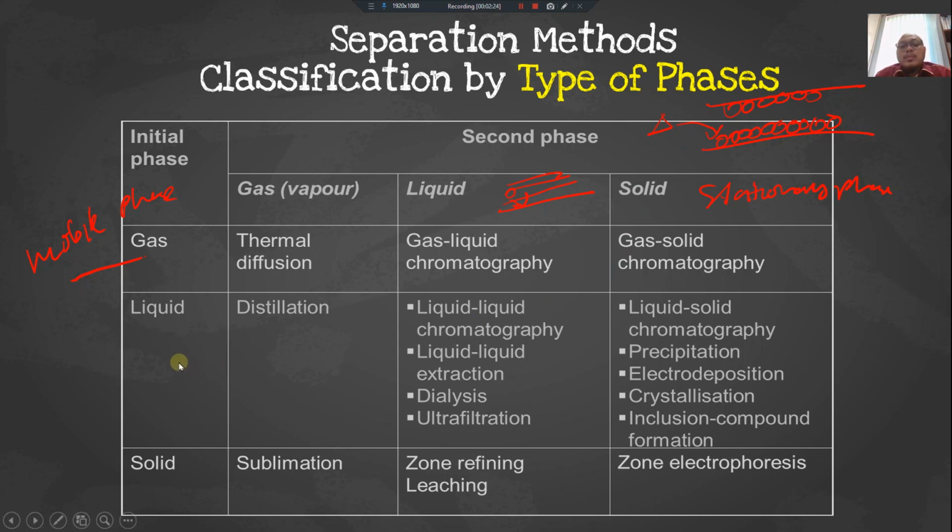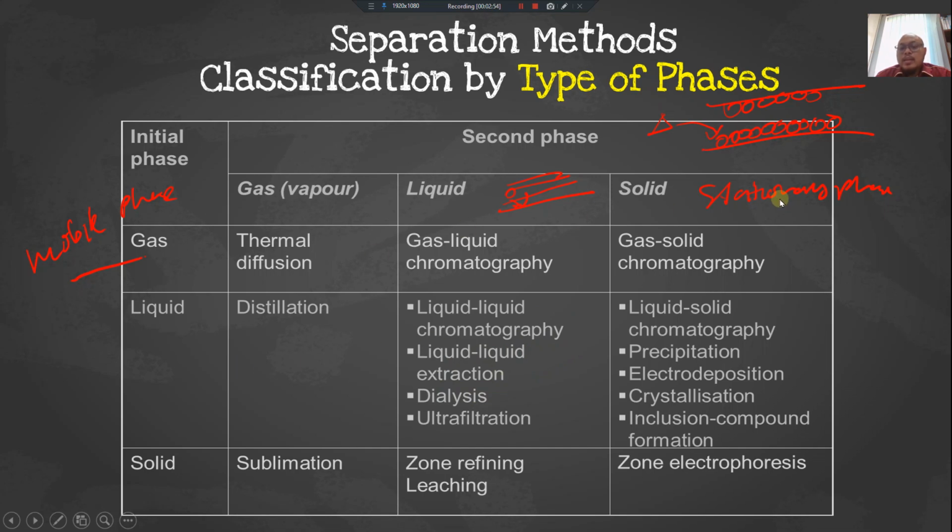So let's say the initial phase is liquid and the secondary phase is gas. You can do it by using distillation. If the initial phase is liquid and the second phase is liquid, we have a lot of options. We can do liquid chromatography, liquid extraction, dialysis, or ultrafiltration.